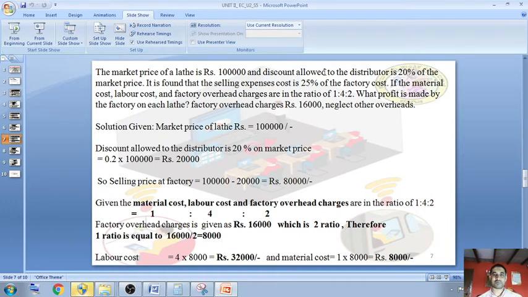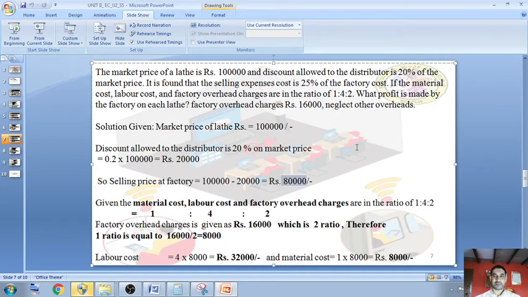So other overhead means he has not given office on cost. So office on cost, office overhead you need to neglect. The market price of the lathe is 1 lakh, but the discount allowed is 20%. So this is not the selling price now because we are giving the discount. So 20% of the 1 lakh is 20,000. So 1 lakh minus 20,000, that will become your selling price. So the selling price of the lathe now will become 80,000. If you are not giving the discount, then this will become your selling price, but we are giving the discount of 20%. So this will become 80,000.